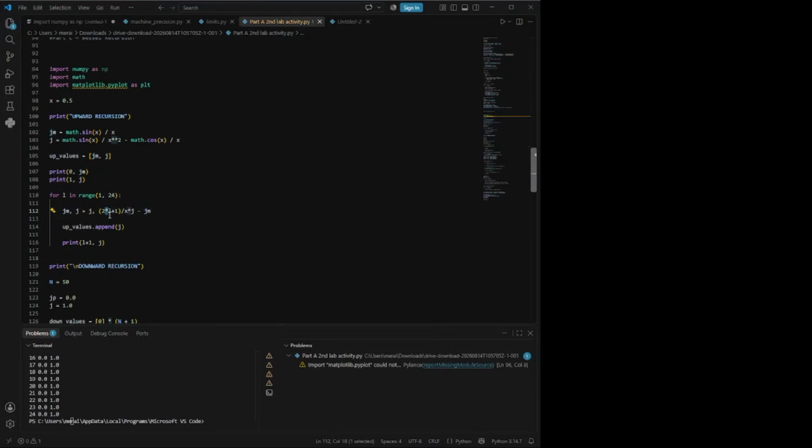Oh yeah, it's L plus 1 and x times j. Okay. Even so, wait. This is called upward recursion because I start from the lower values of L and move upwards. The problem is that this method is unstable for smaller x.